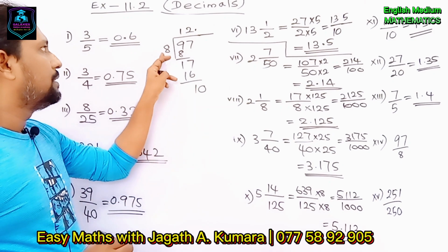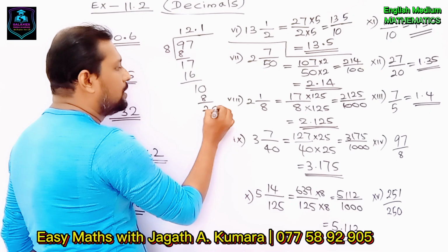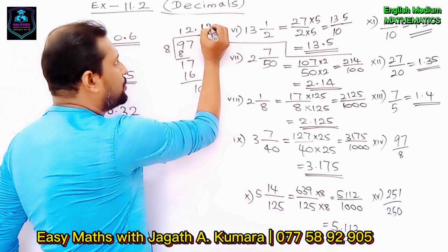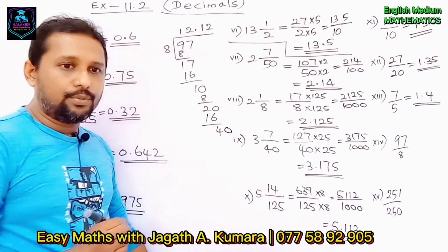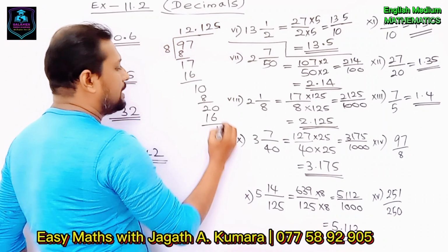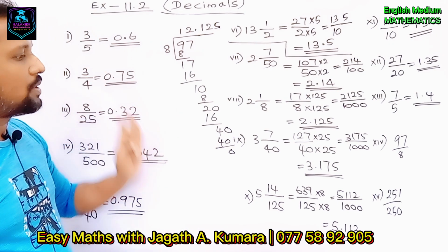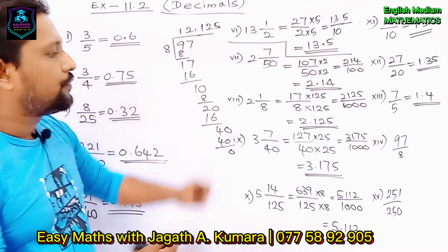10 divided by 8, 1. 1 times 8, 8. Remaining 2. Another 0 you can put. 20 divided by 8, 2. 2 times 8, 16. Remaining 4. Then another 0 you can put here. 40 divided by 8, 5. 5 times 8, 40. 40 minus 40, 0. Now you can stop your division. So the answer is 12.125.